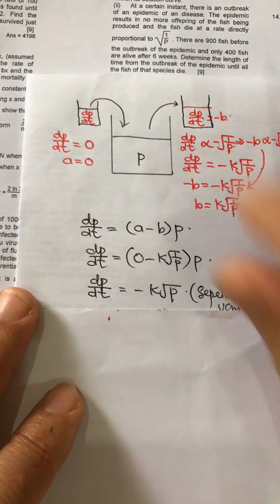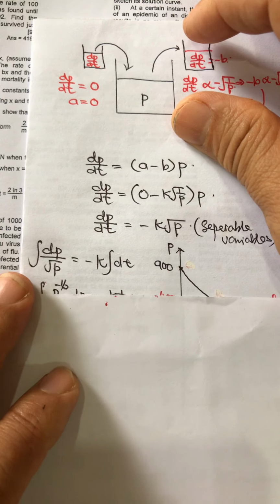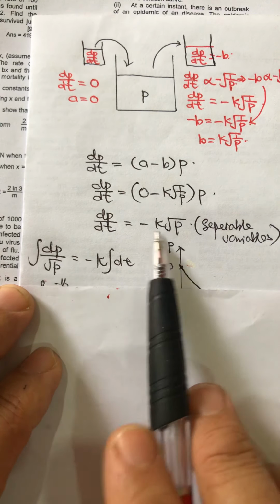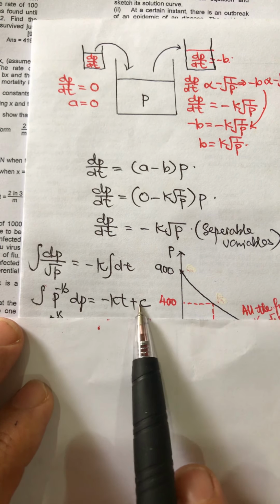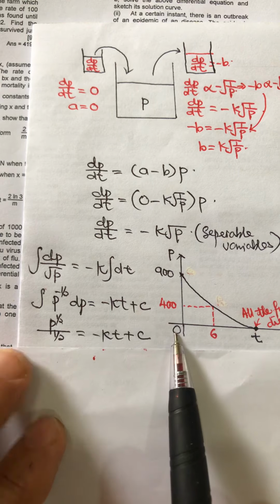Again, it's a separable variable, then we solve this separable variable. Bring it over, then we integrate. We integrate, you get this. Look at the graph here.